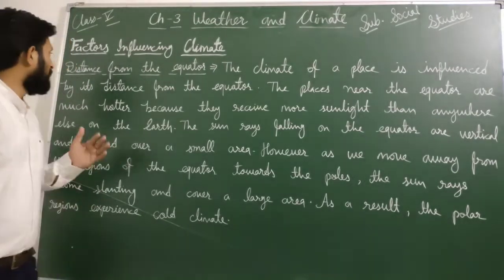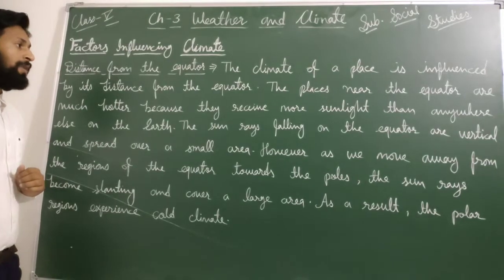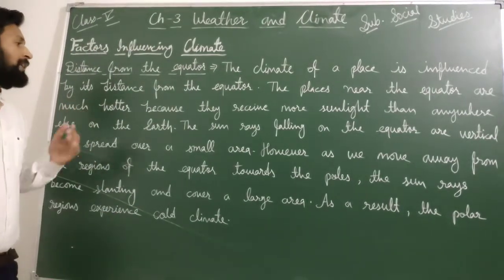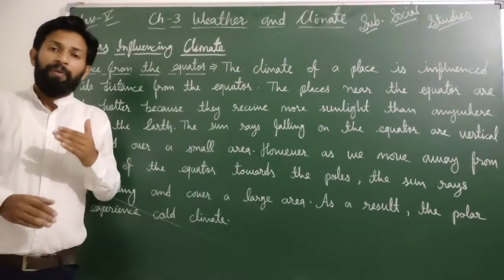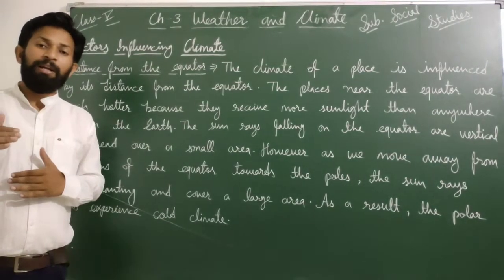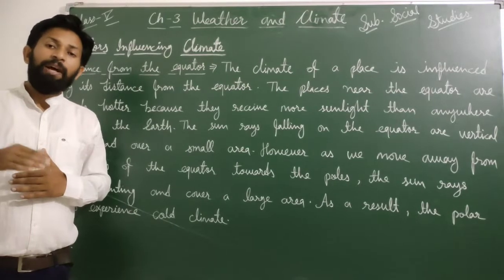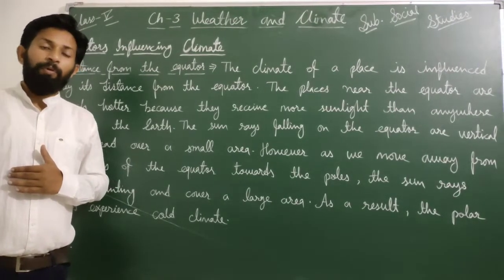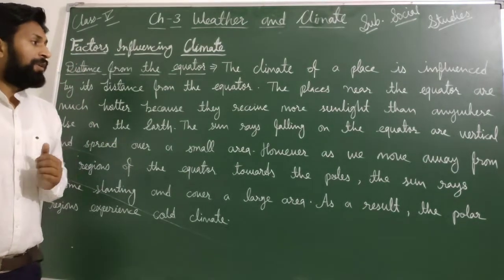Our first factor is distance from the equator. The climate of a place is influenced by its distance from the equator. Whenever we go nearby the equator, the climate differs, and whenever we go far from the equator, nearby the poles, then the climate also differs.